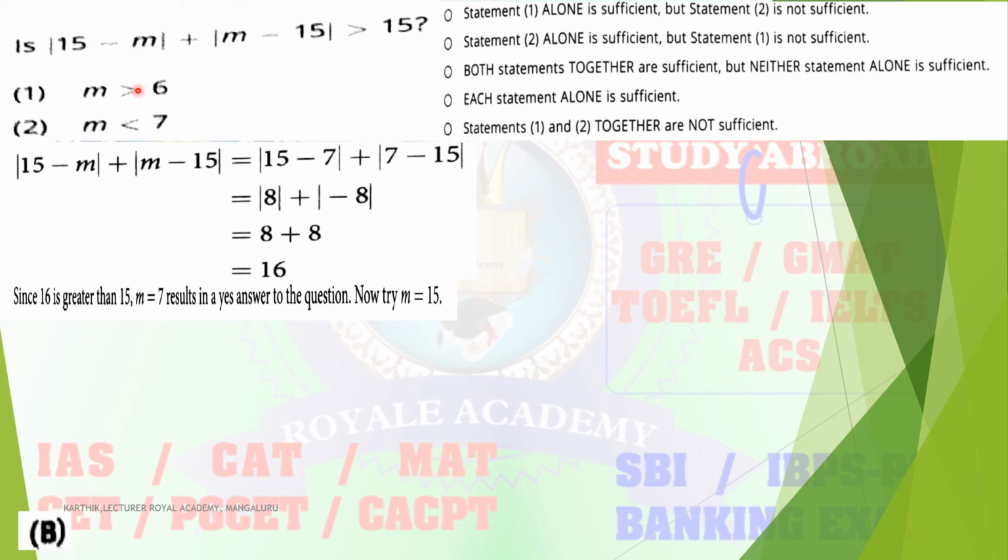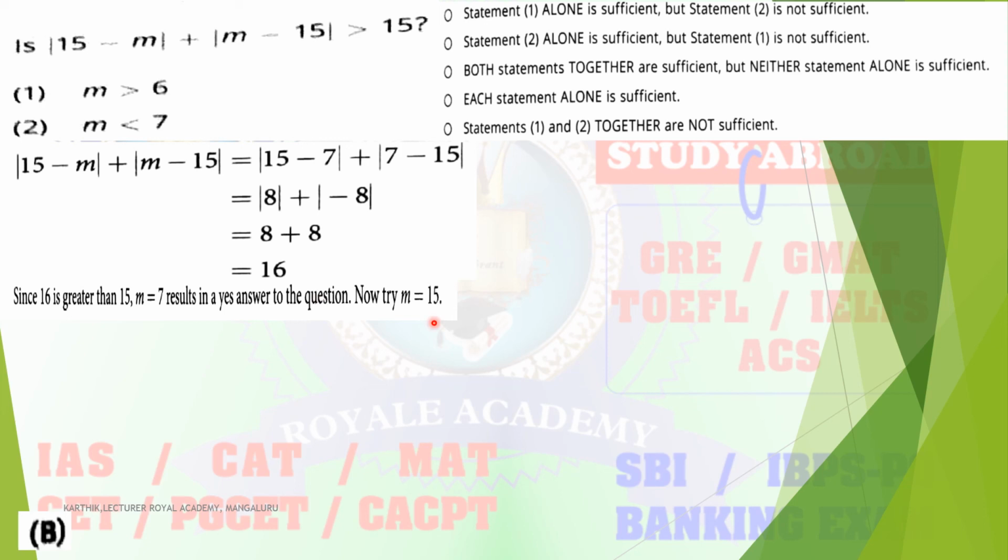From the first statement, it tells that m is greater than 6, so you can choose any value. I will choose m equal to 6, 7, 8, 9, 10, like that. You can choose by the trial and error method. If you take m equal to 7, the result is yes, the answer to the question.